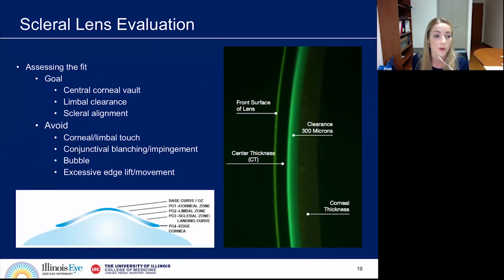So I'm not going to go over how to fit a lens. I think Dr. Glamari is going to do a good job of that in a few weeks. But I think it is important to know, whether or not you are the person fitting the lens, what a good or bad fit is.